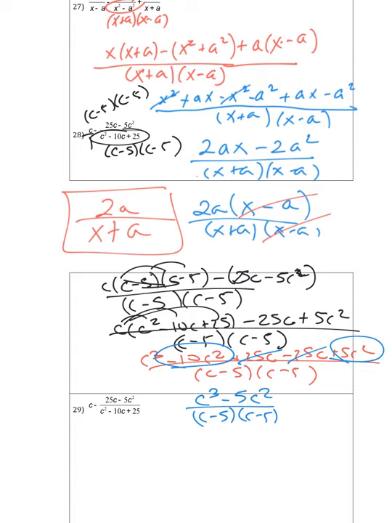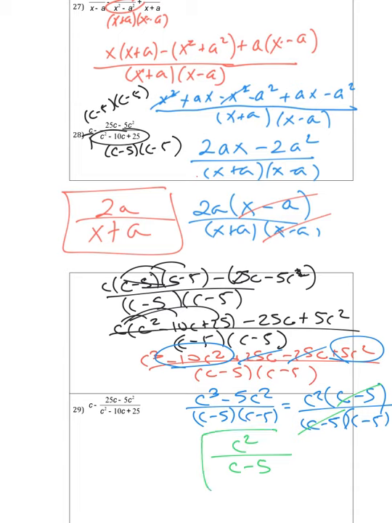I have a GCF in the numerator of c squared that I can pull out, times c minus 5, all over c minus 5 times c minus 5. And now I can cross cancel the c minus 5s, and I end up with just c squared over c minus 5.